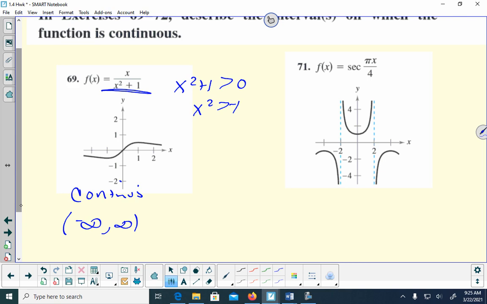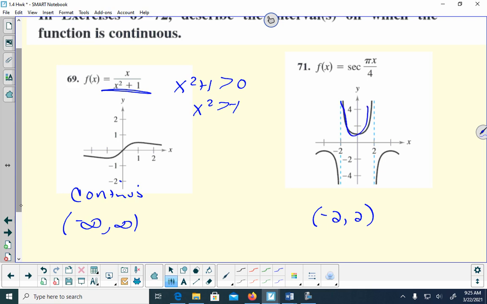Secant is 1 over cosine. So this is pi over 4 times that. Oh, and I see that it's 2 and -2 that it's discontinuous, and that they took care of that for me. So now I'm going to say that it would be continuous from -2 to 2, because that's the interval where I have this.